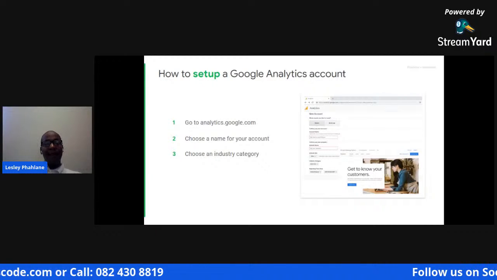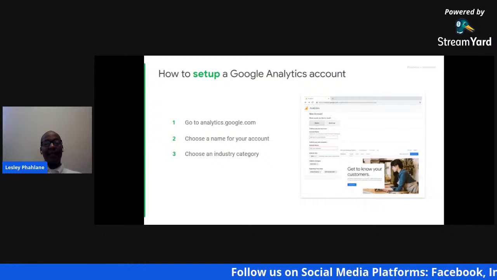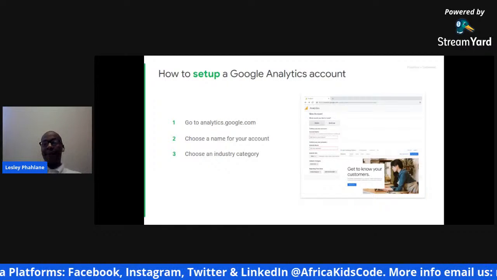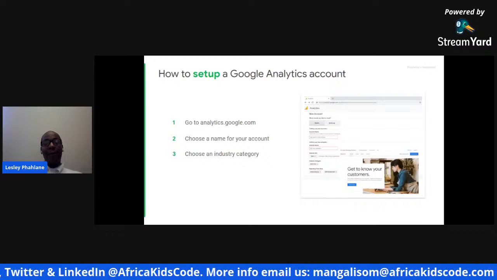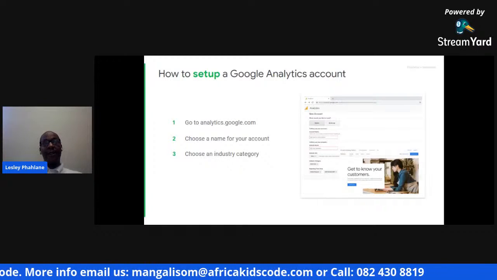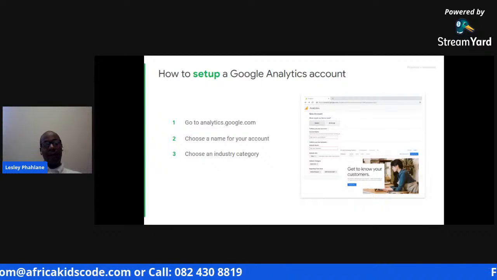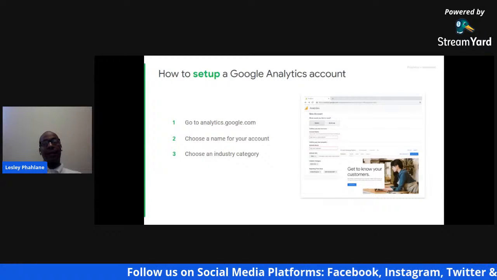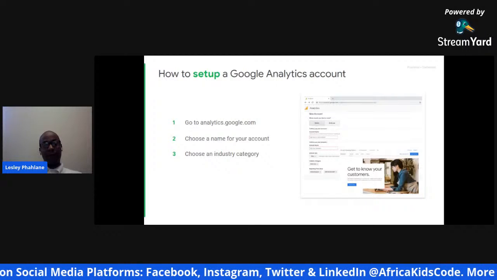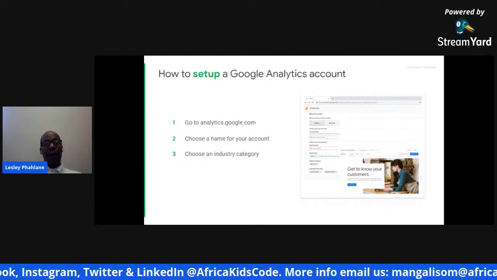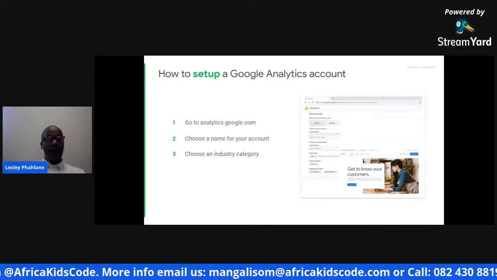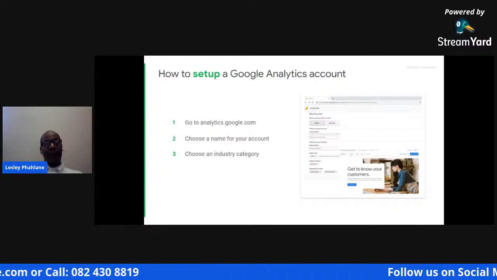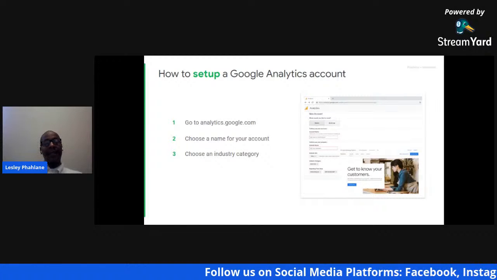So after giving your account a name, you'll choose which industry or category helps you when you benchmark against others who have targeted the same industry. For example, are you in marketing? Are you in electronics? This part of choosing an industry category is more like, what does your business do? Is it a school business, or are you selling clothes, or are you selling electronics? That's where you will choose the industry category that you are in.